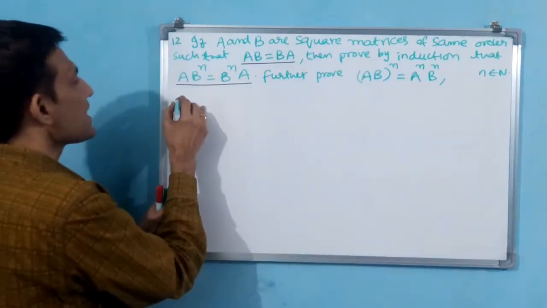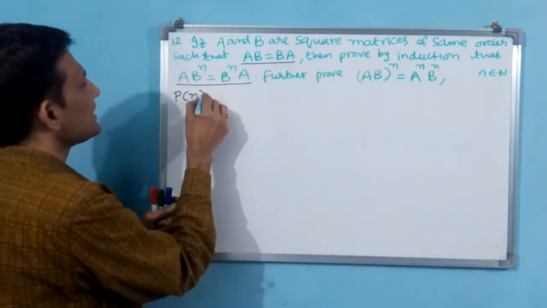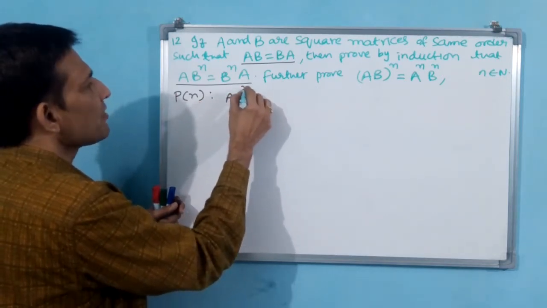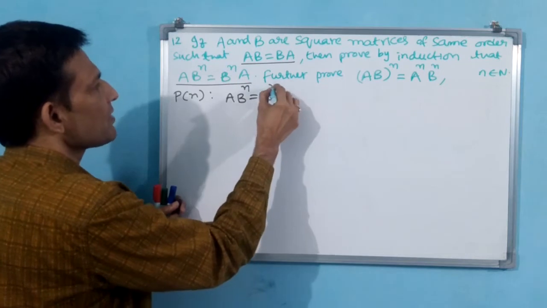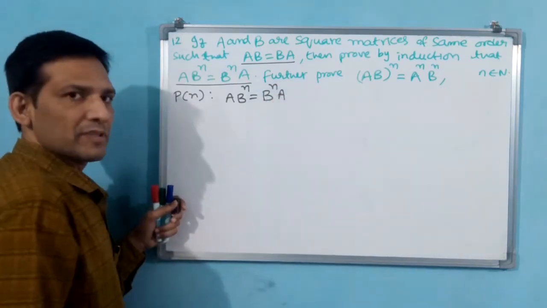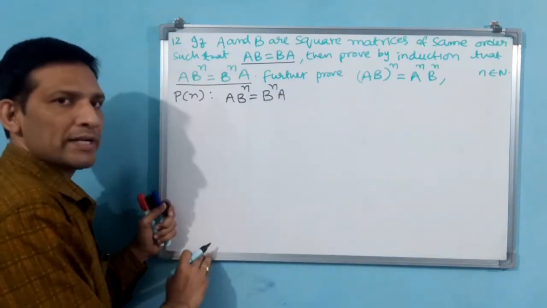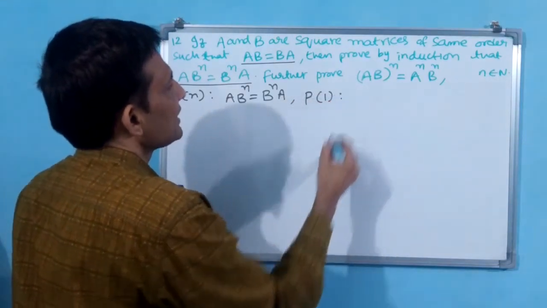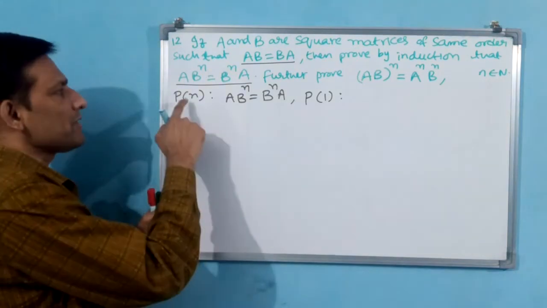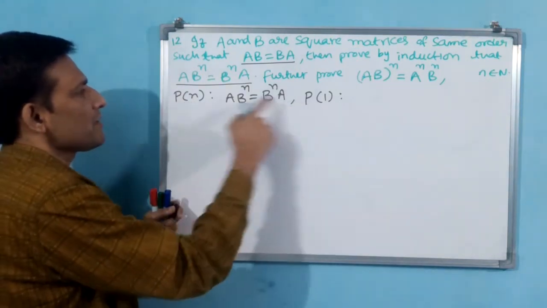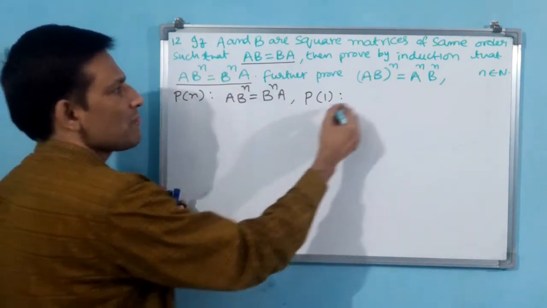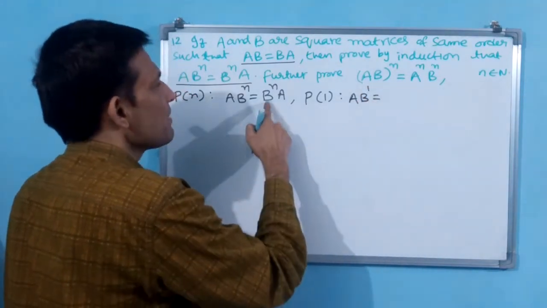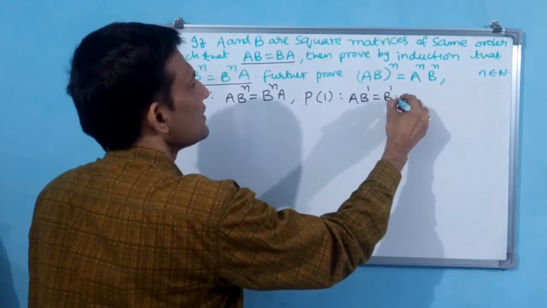Let P(n): AB power n is equal to B power n A. Afterwards down you have to write, but I am writing on the side. P(1): I am substituting 1 in place of n. You see, P(n), P(1): AB power 1 is equal to B power 1 into A.